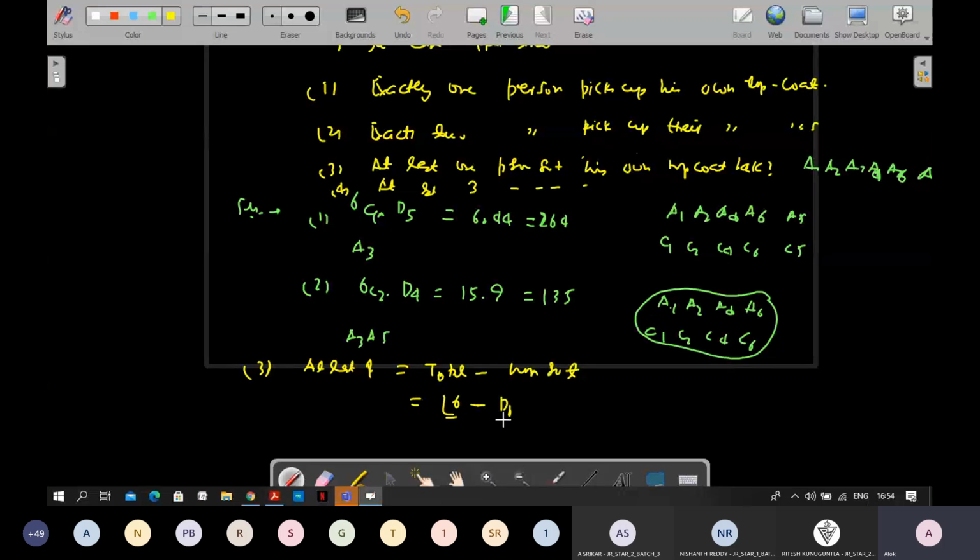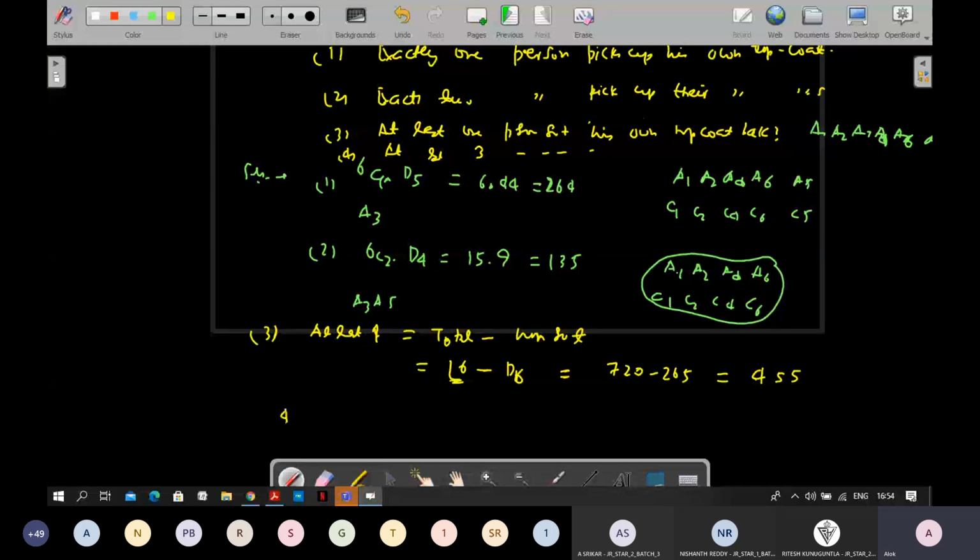That is D6. So this answer is factorial 6, which is 720, and then minus D6. I told you D6 is 265. So you will get 455. This is the number of ways in which at least one person gets his own top quote back. So this is one.